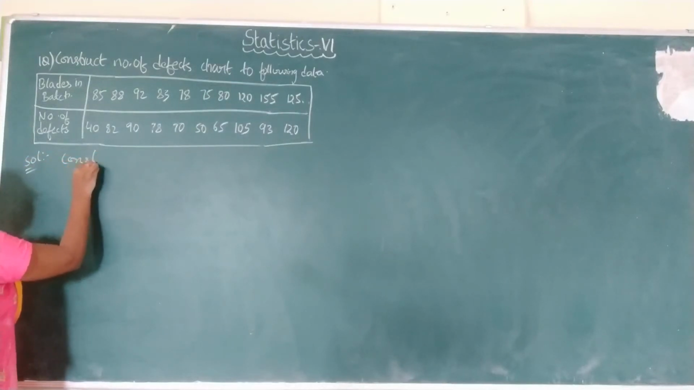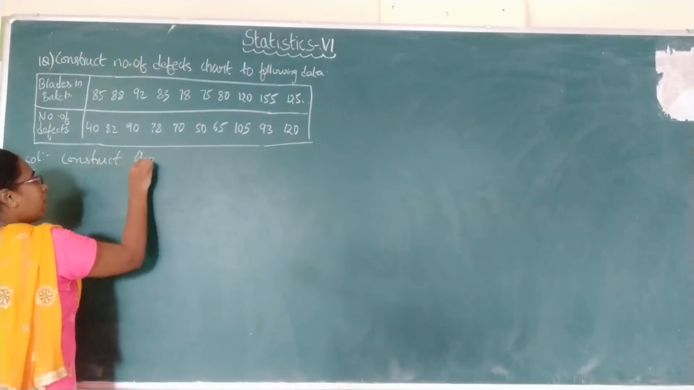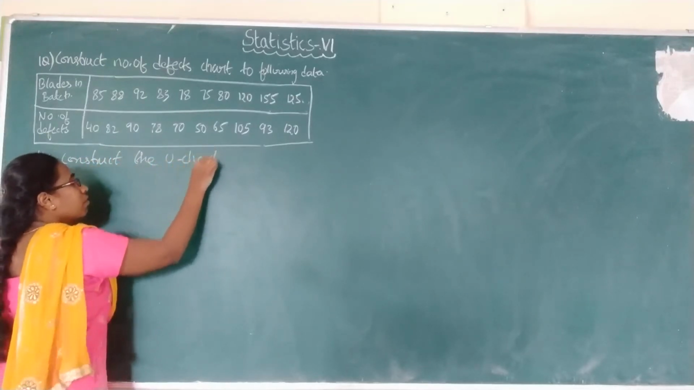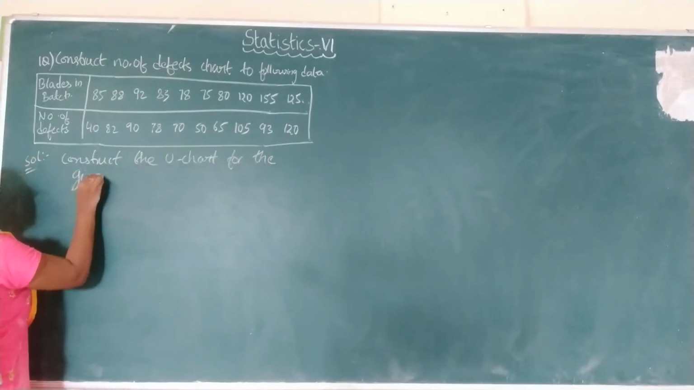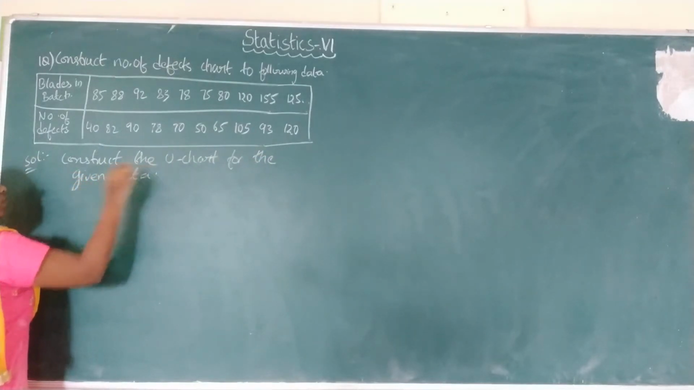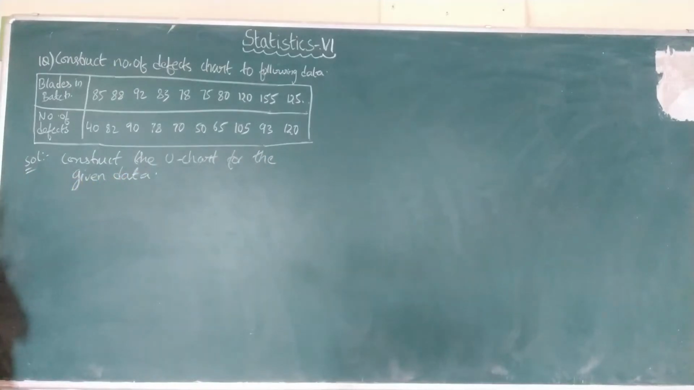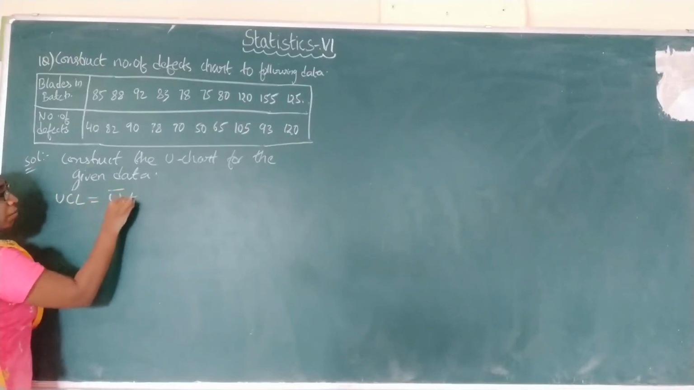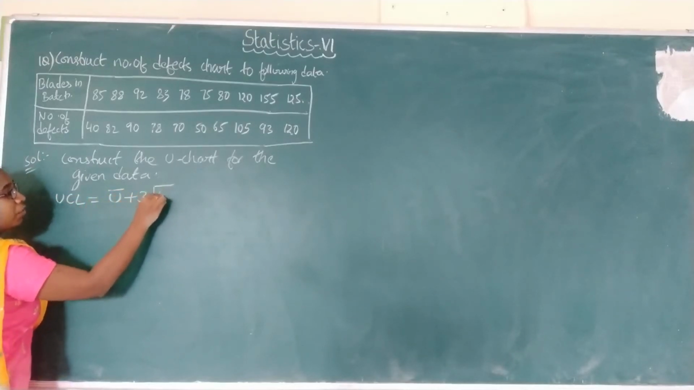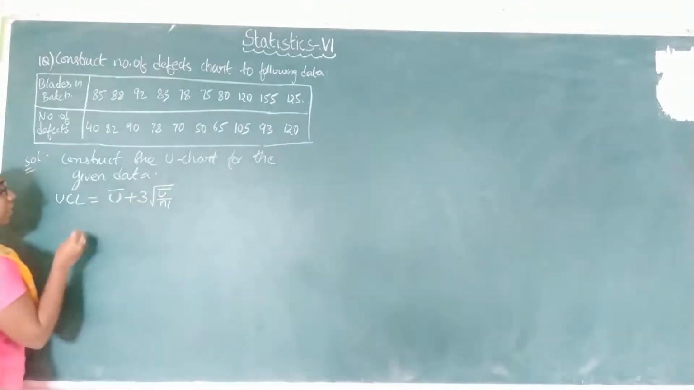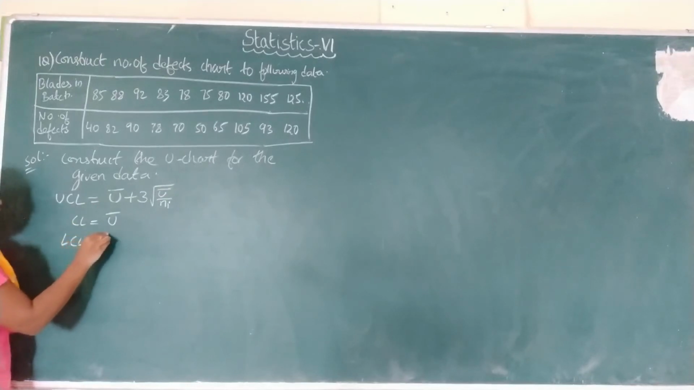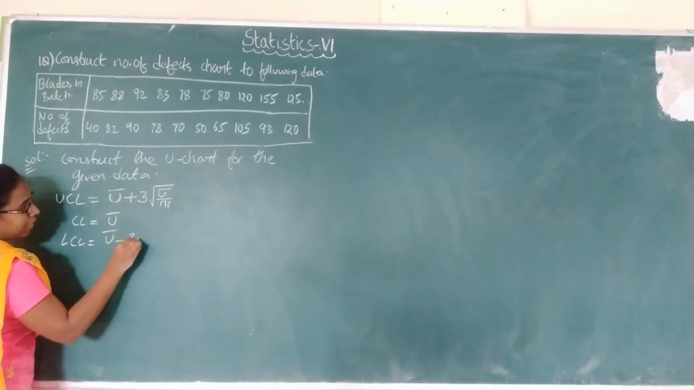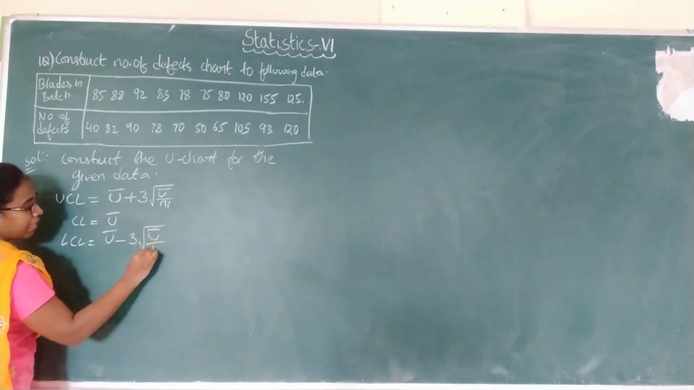Construct the U chart for the given data. First, write down the control limits. What are the control limits? UCL equals U bar plus 3 into under root U bar by Ni. CL equals U bar, and LCL equals U bar minus 3 into under root U bar by Ni.